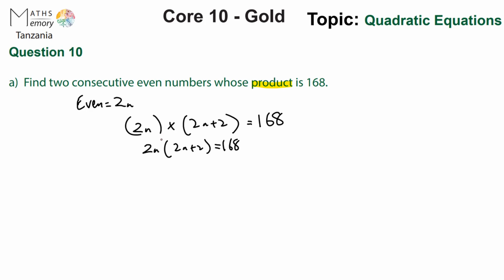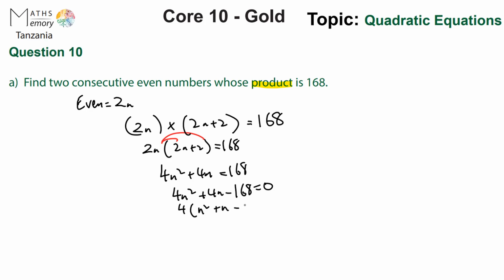Let's multiply this bracket over here as such. So we're going to get now 4n squared plus 4n equals 168. Take away the 168: 4n squared plus 4n minus 168 equals 0. Let's divide the whole thing by 4. So we're going to get n squared plus n minus 42 over here. Ignore the 4 outside.